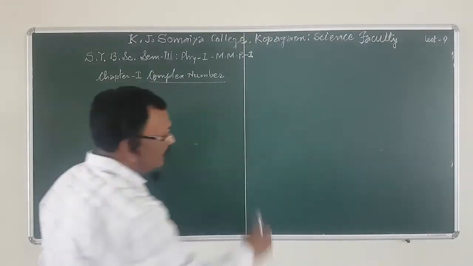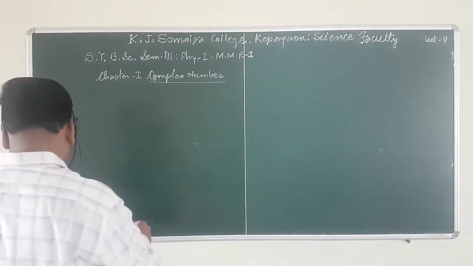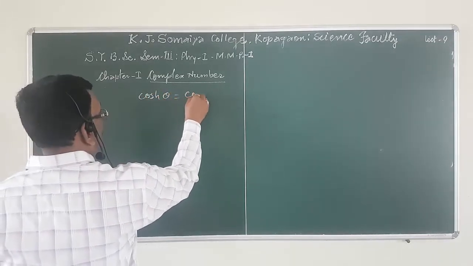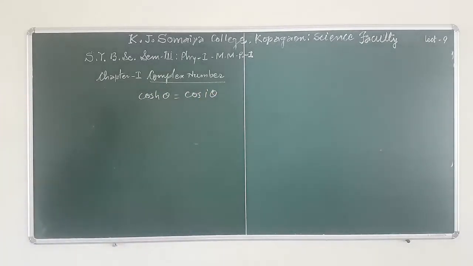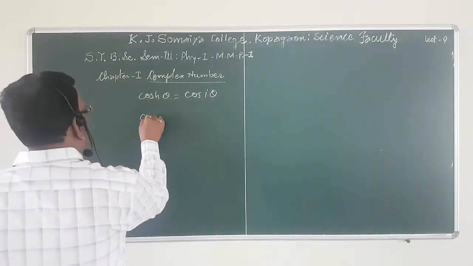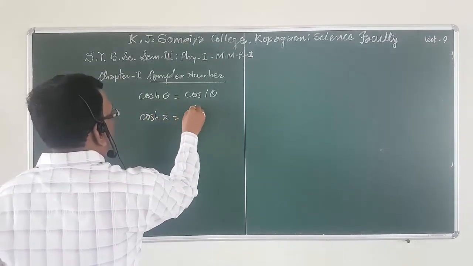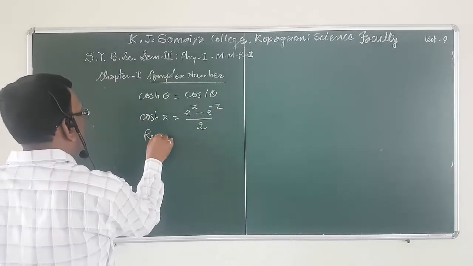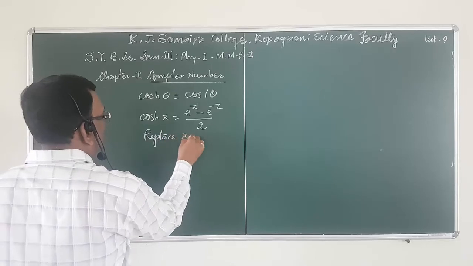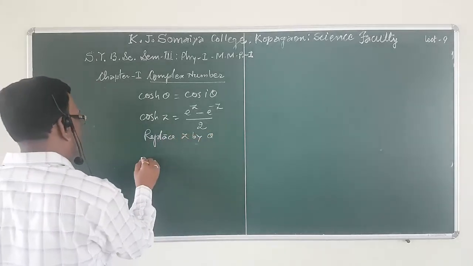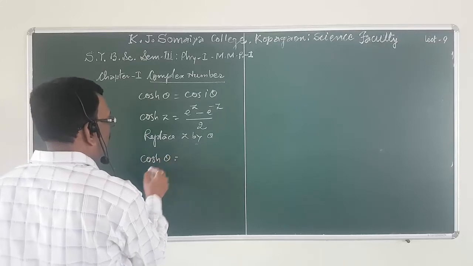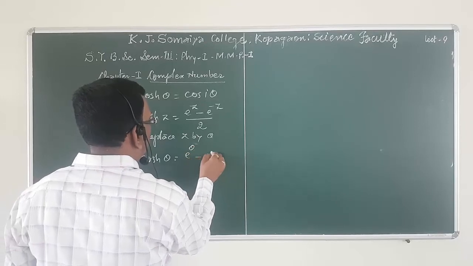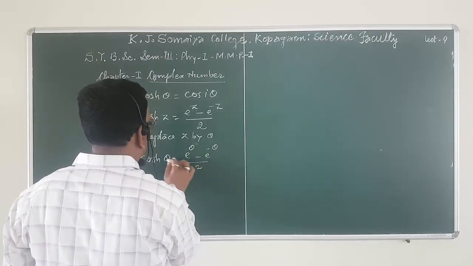The next identity, which is very important. Show that cosh theta is equal to cos i theta. Again, in order to prove this identity, we have cosh z is equal to e raised to z plus e raised to minus z upon 2. Again, replace z by theta. We have cosh theta is equal to e raised to theta plus e raised to minus theta upon 2.